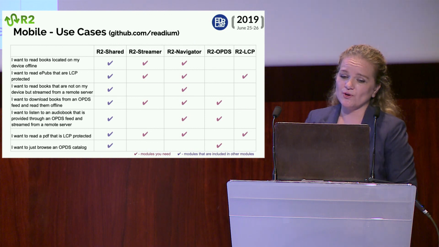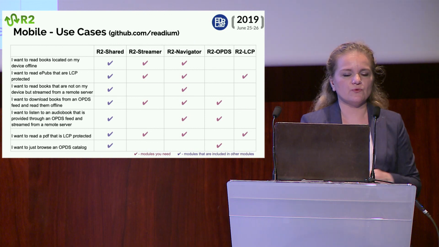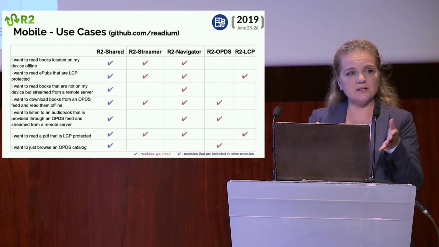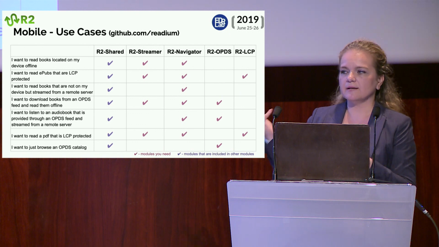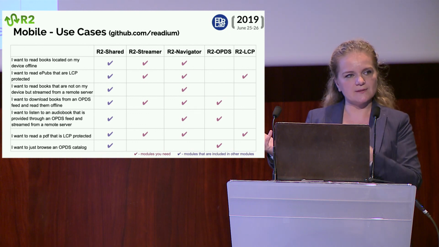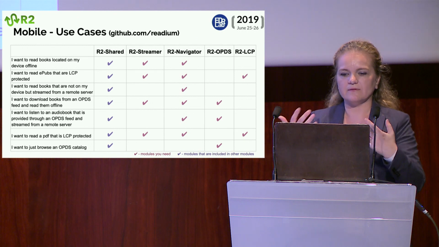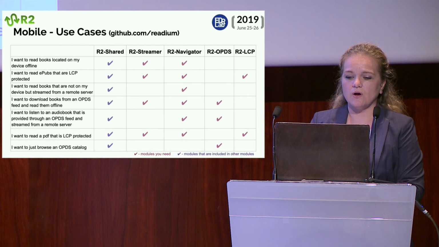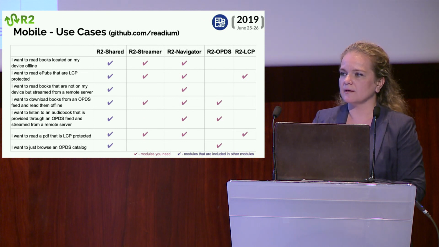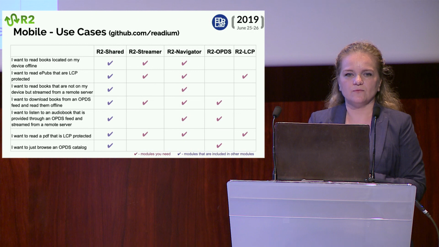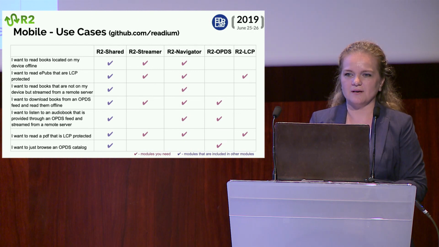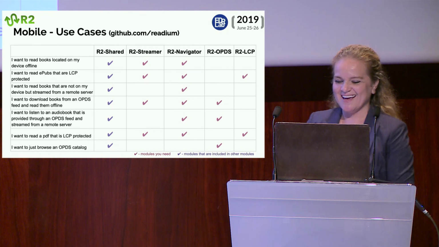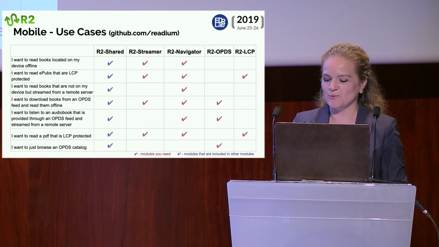I want to read books that are not on my device, but streamed from a remote server. That was the example that I mentioned a little bit with the audiobook. So I still need the shared model, and I need a navigator, because the streaming is happening remotely. I get the data through a streamed manifest, and I need to navigate. So obviously now, based on this, you probably can come up with a few more use cases. Maybe after the presentation, you can tell me some of yours, and we can see which modules we will need.